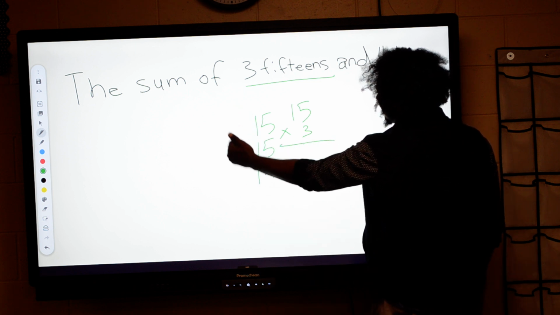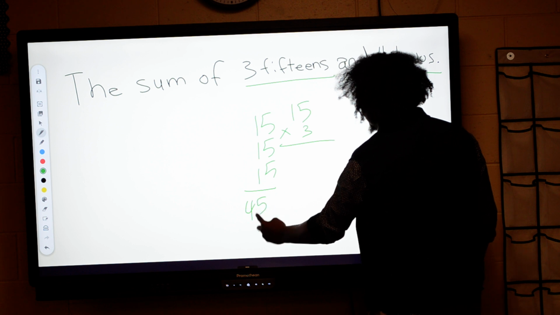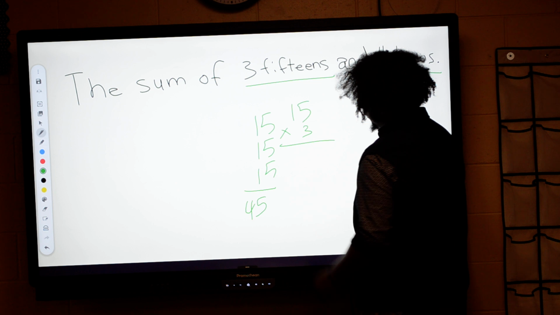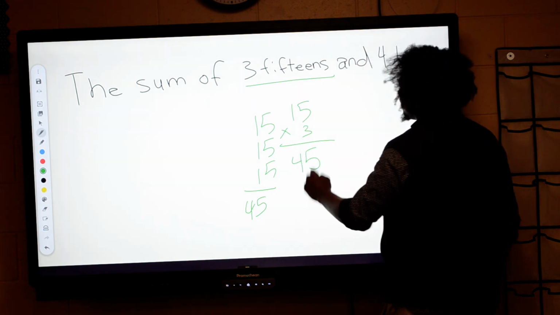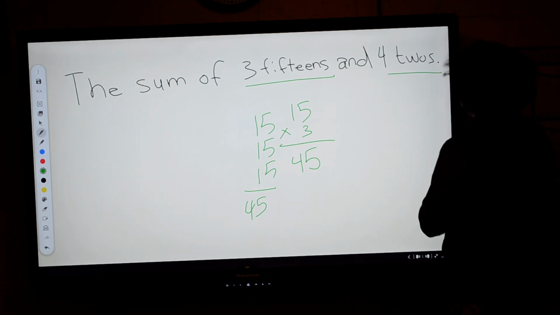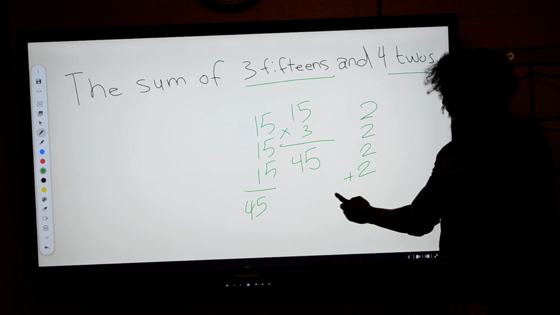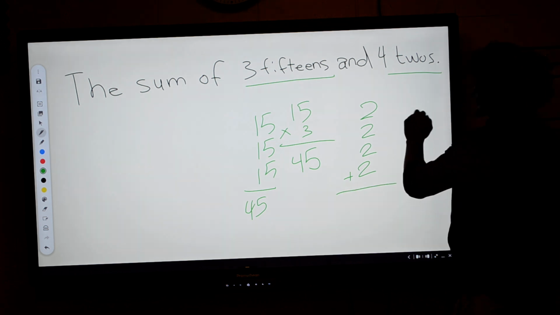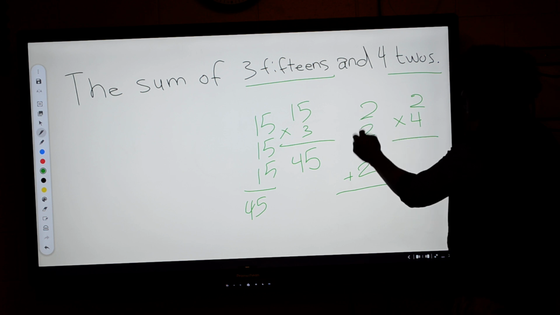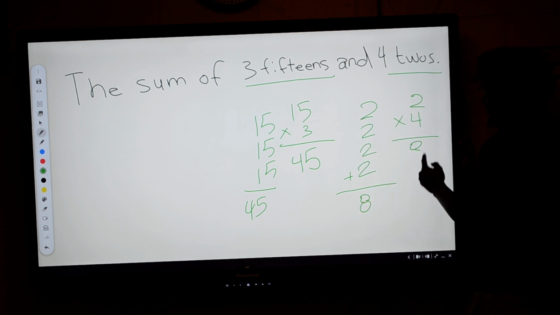So we know 15 times 3, or 15 plus 15 plus 15, is 45. So we know 15 times 3 is 45. We got 15, 30, and 45. All right? Now we have 4 2s. So you can do it like this, 2, 2, 2, and 2, and add it. Or you can say 2 times 4. So we know 2, 4, 6, 8. So we know that 2 times 4 is 8.